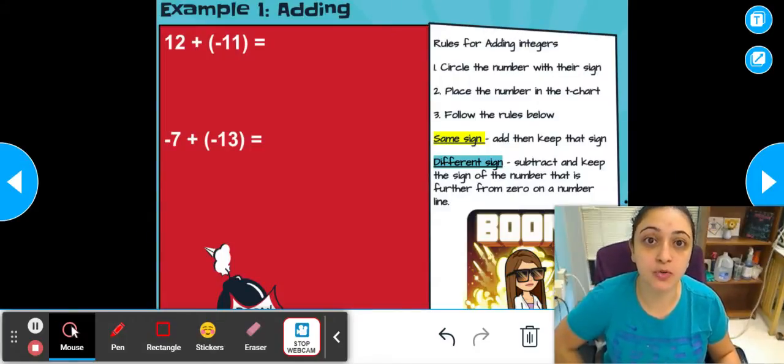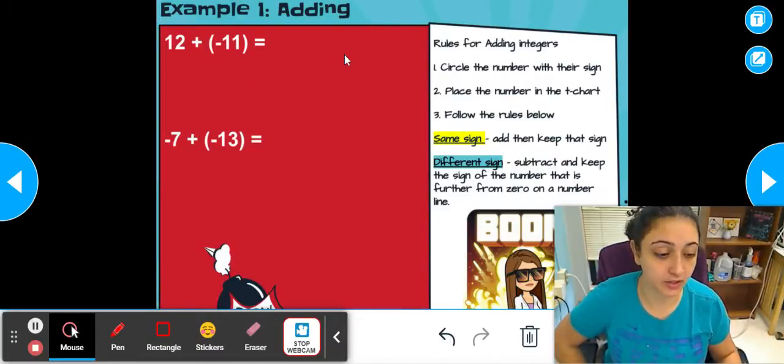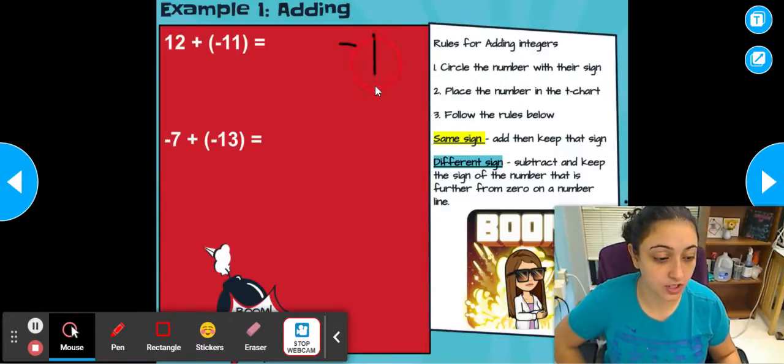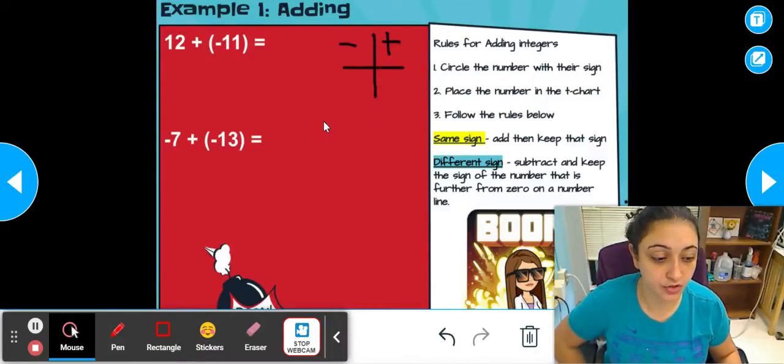Today we're going to review how to add and subtract integers using a t-chart. And so the first example we have here is 12 plus negative 11. As you'll remember, our t-chart looks like this, with our negative numbers on the left and our positive numbers on the right.